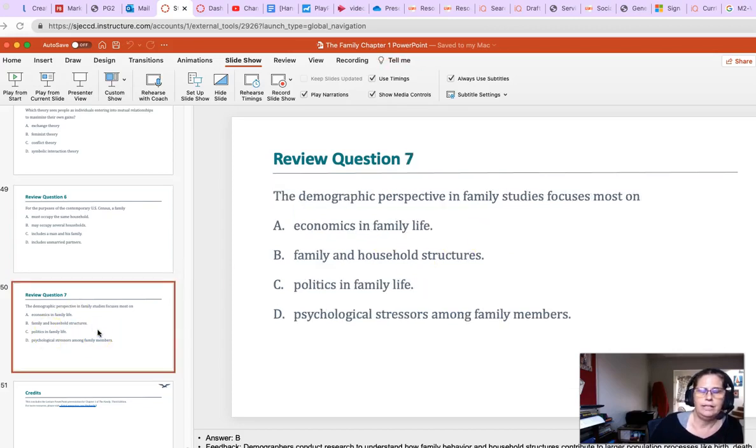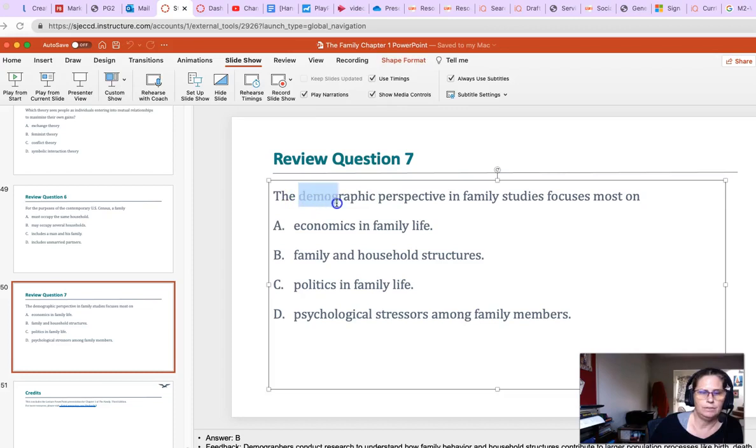Number 7, the demographic perspective in family studies focuses mostly on demographics. What are we talking about there? We're talking about family and household structures.